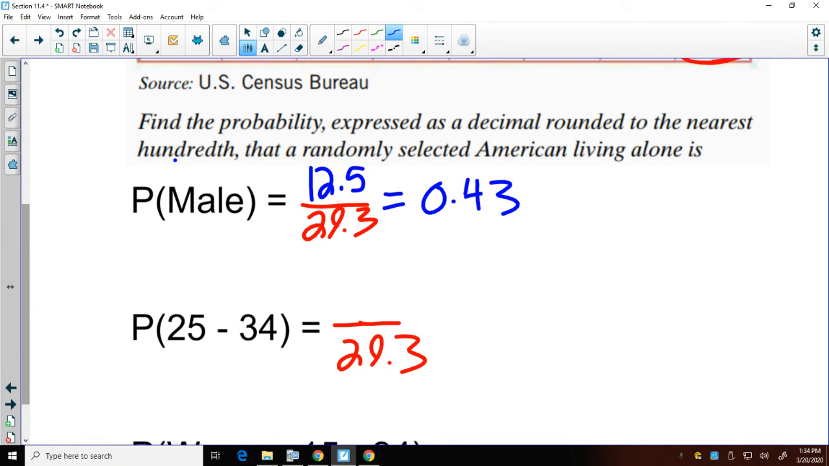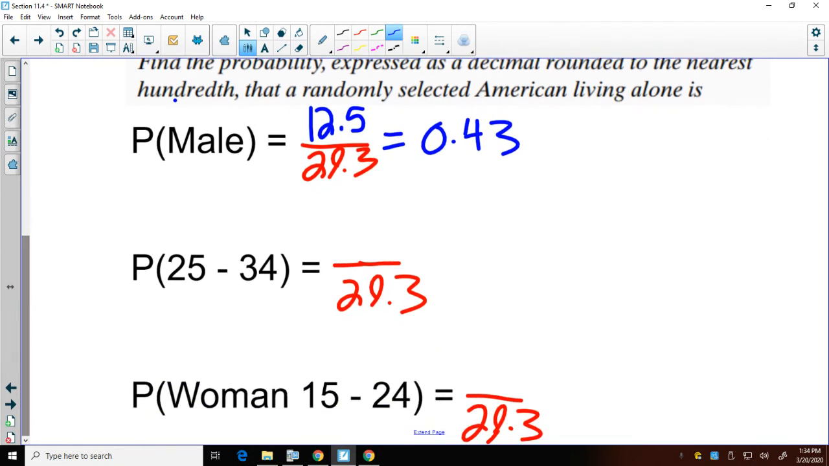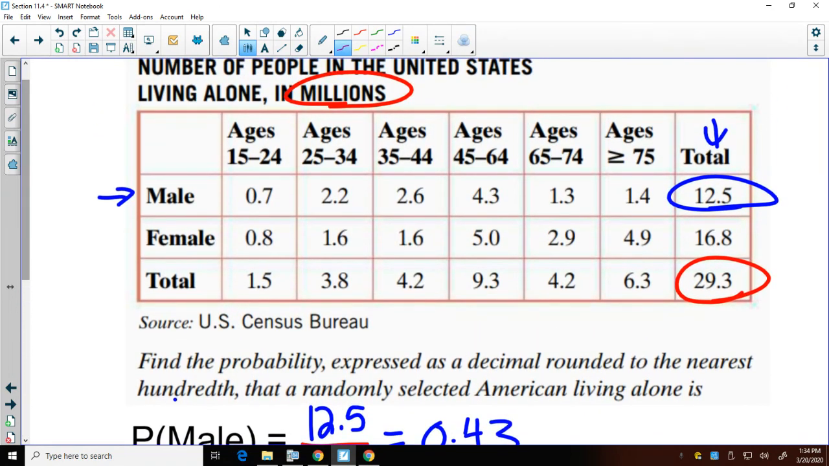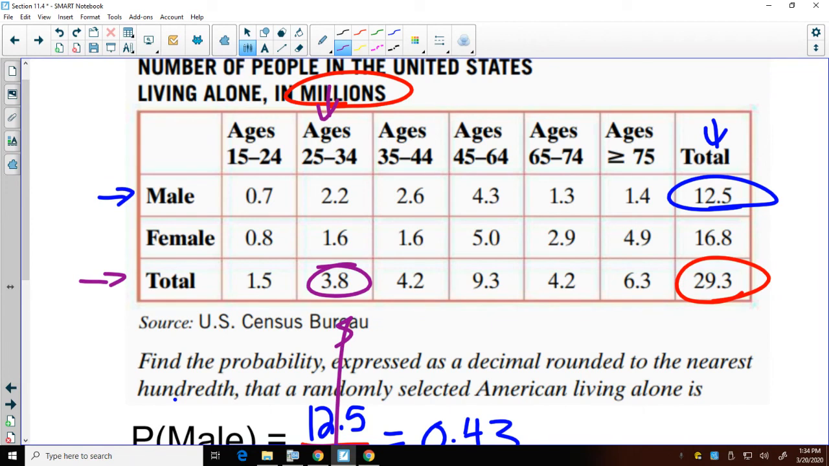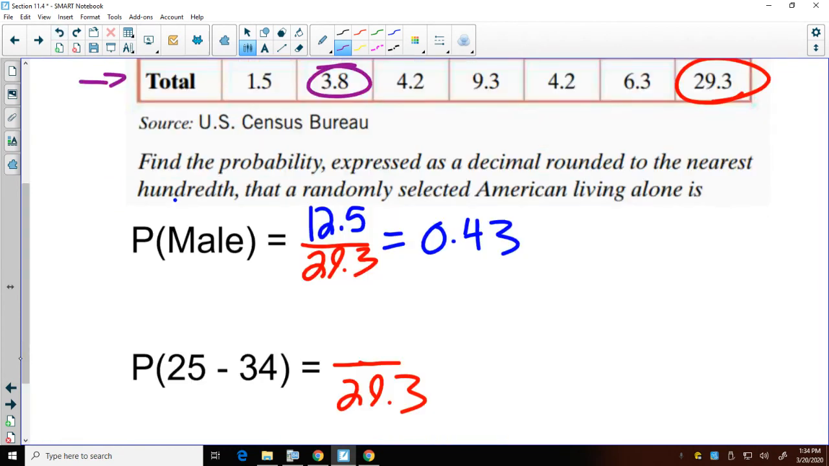All right. So 25 to 34. So we want on top how many people that we talked to were 25 to 34. All right. Here's 25 to 34. Here's the total. It's right there. So on top, we talked to a total of 3.8 million people 25 to 34.